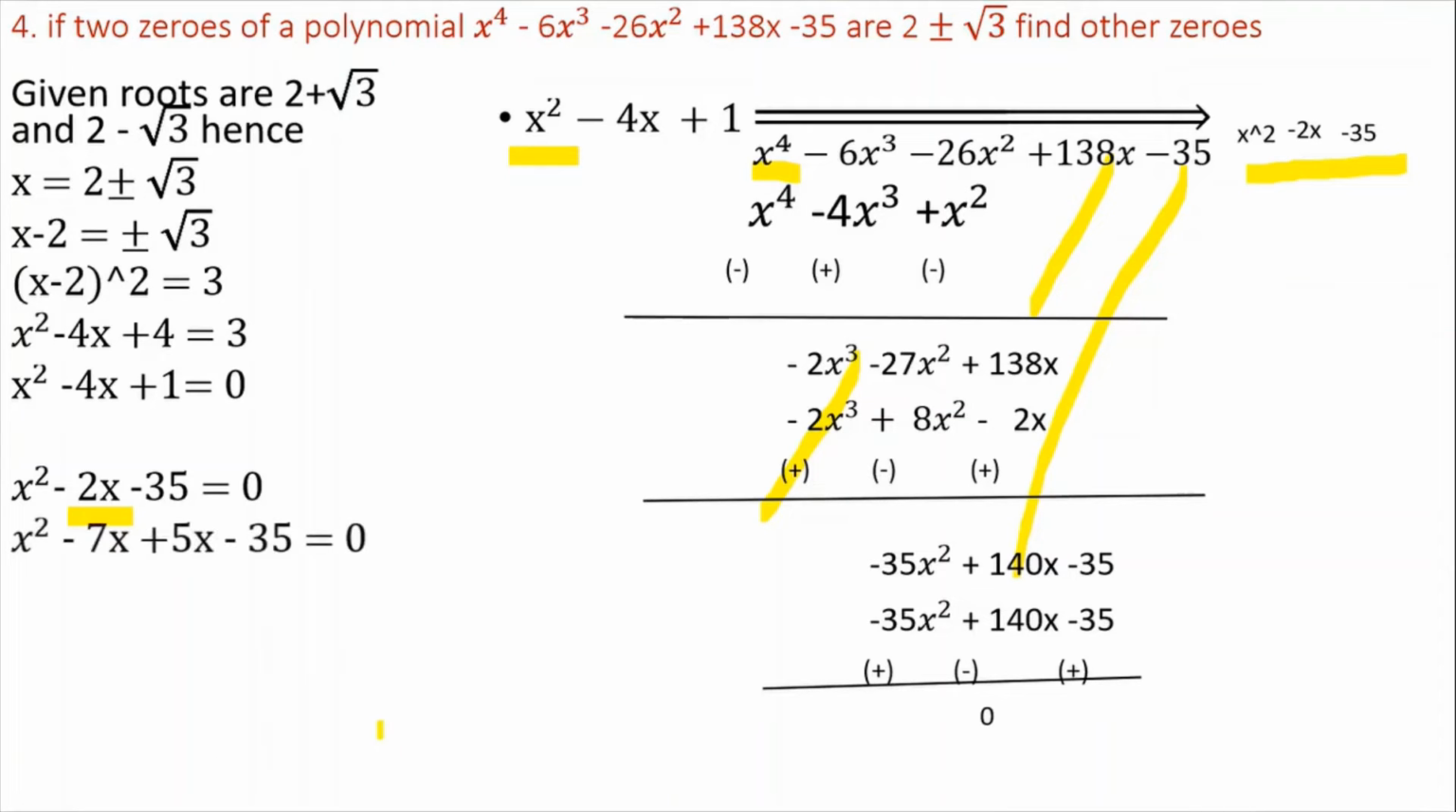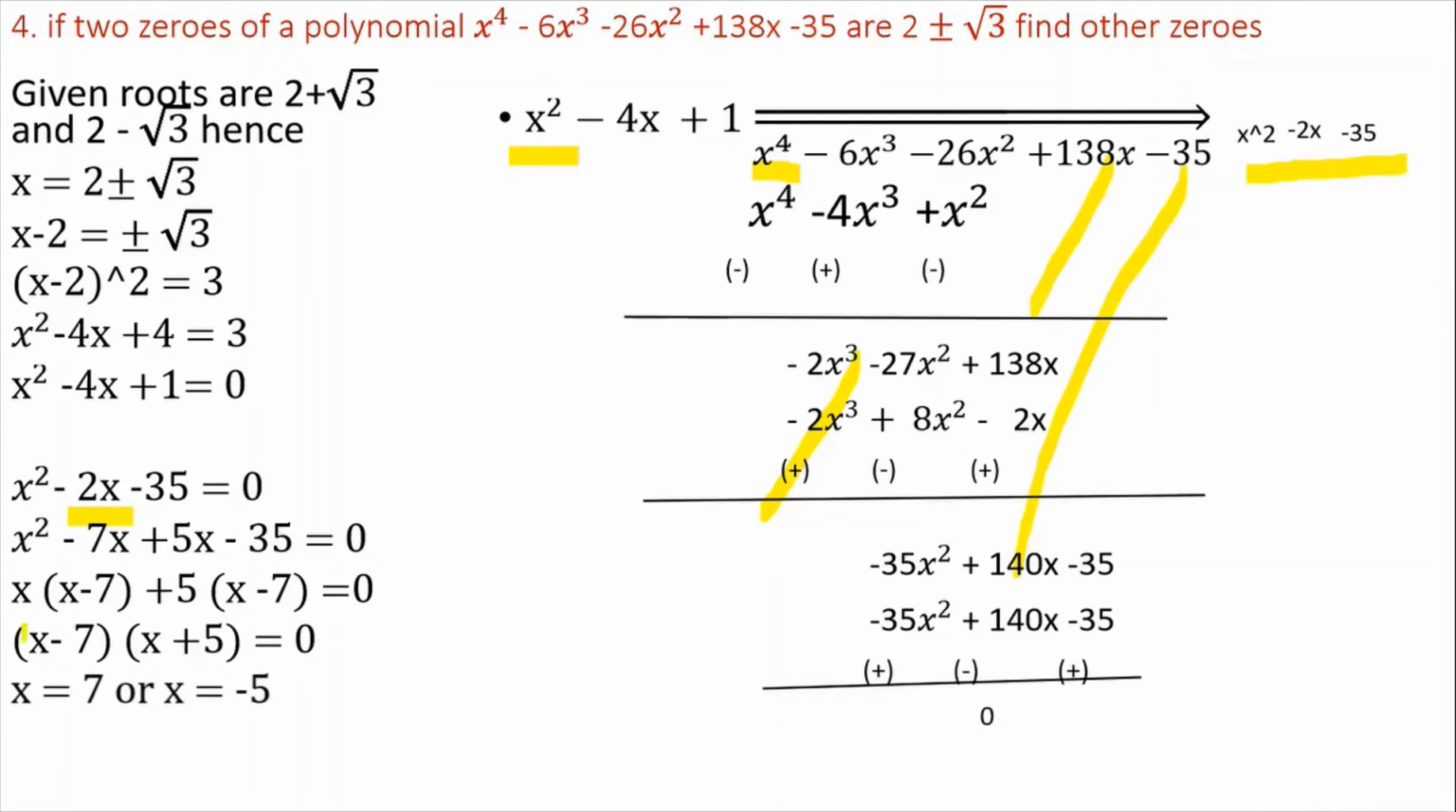So I write x squared minus 7x plus 5x is equal to 0. If I take x as common, x minus 7, and if I take 5 as common, x minus 7. Again, taking x minus 7 as common, x minus 7 into x plus 5 is equal to 0. So equating to 0, we get x minus 7 is equal to 0 and x plus 5 is equal to 0, which results in x is equal to 7 and x is equal to minus 5.